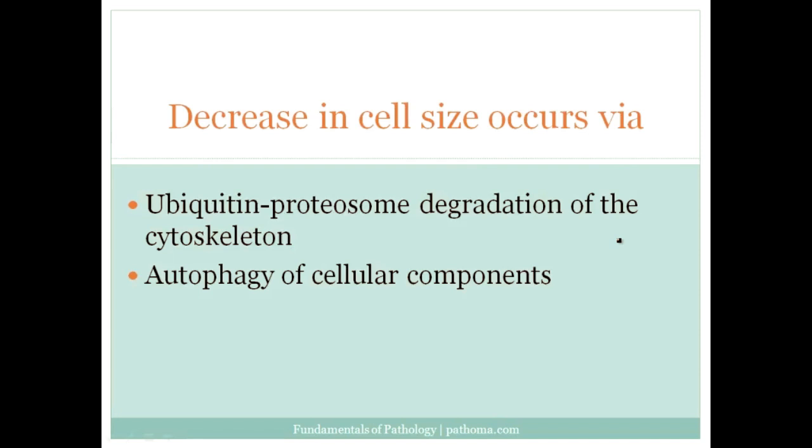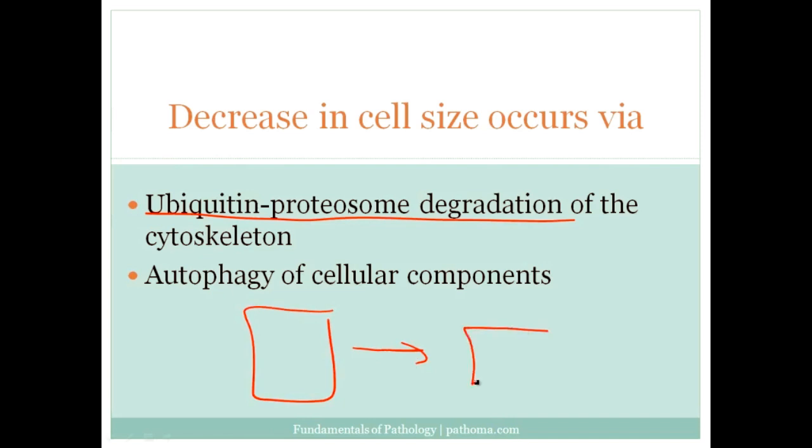size is going to occur by two primary mechanisms. The first is something called the ubiquitin proteasome degradation pathway. Now, what's the idea here? Well, recall that if you've got a cell that's this big, and you want the cell to shrink down to something that's smaller, in order for the cell to shrink, this skeleton, called the cytoskeleton, that was maintaining the size and shape of the cell, has to be broken down so that the cell can become smaller. The mechanism by which the cytoskeleton is broken down is called the ubiquitin proteasome degradation pathway.